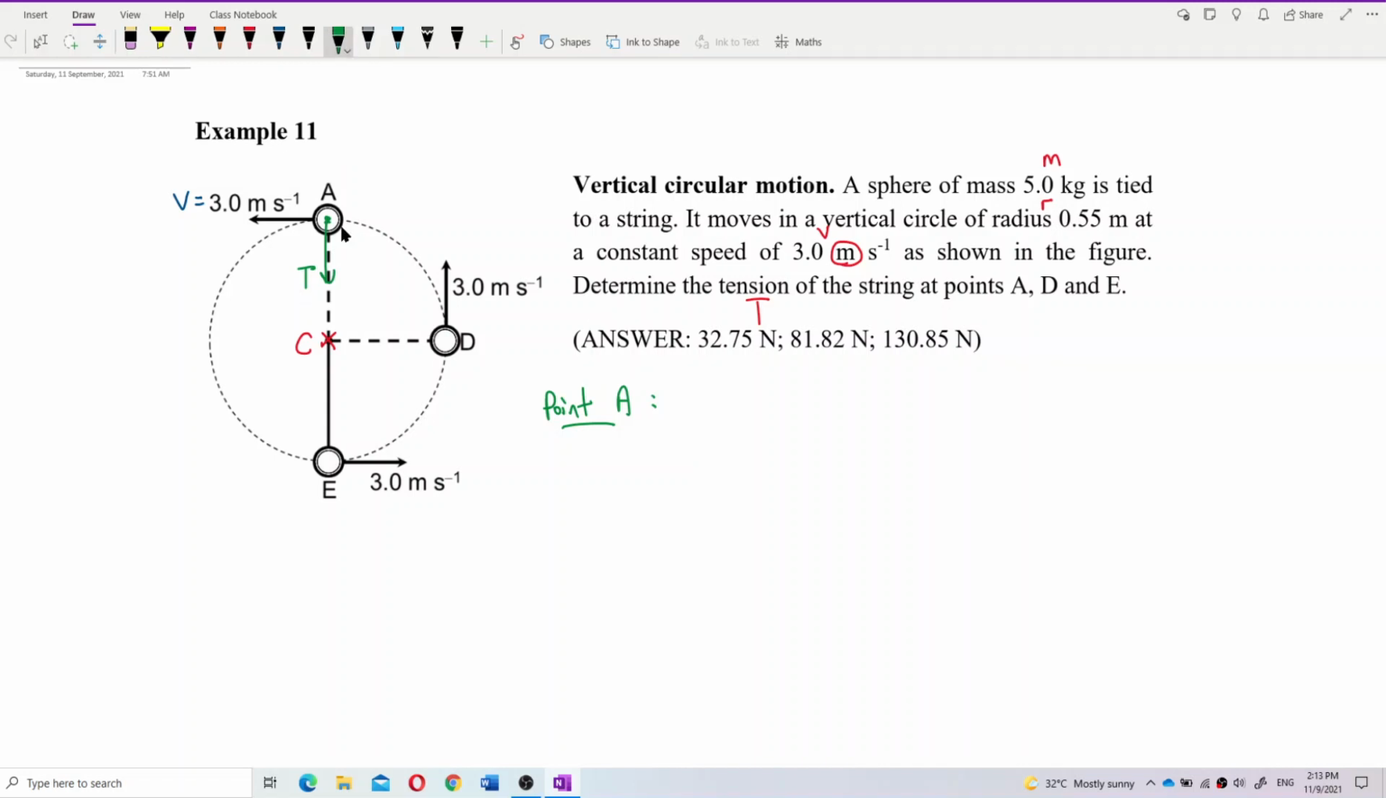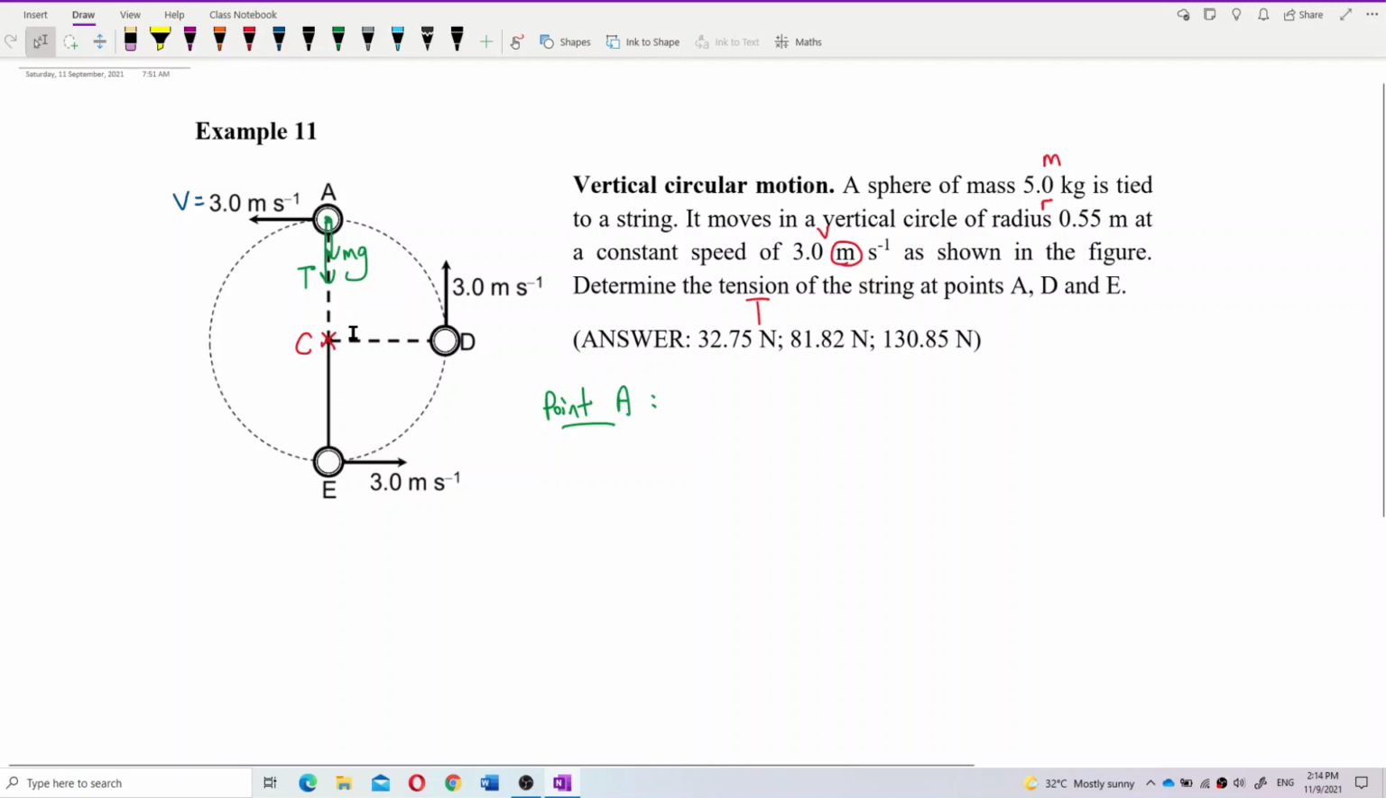Then we have the weight of the ball, which is mg. I think that's all the forces on the ball at point A. So what about the acceleration? The acceleration on the ball is always towards the center of the circle. Remember, centripetal acceleration is always towards the center of the circle.